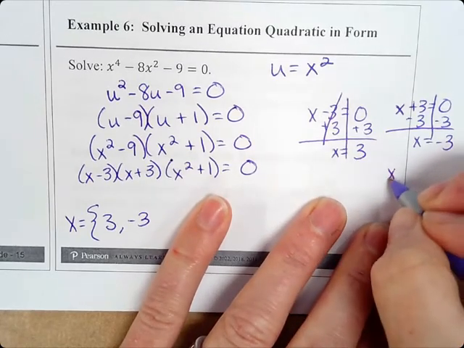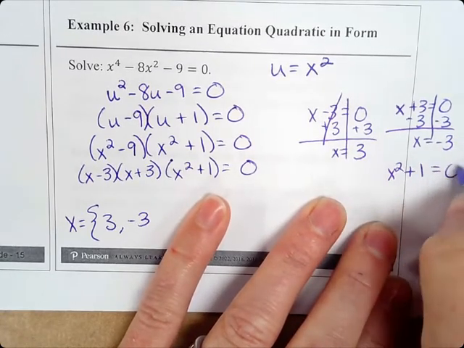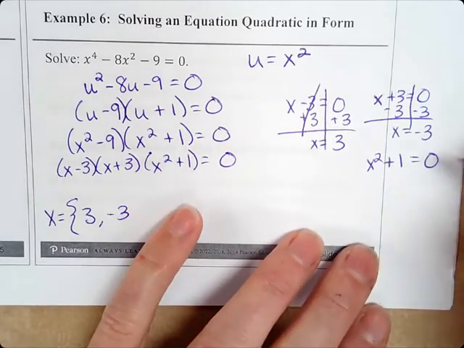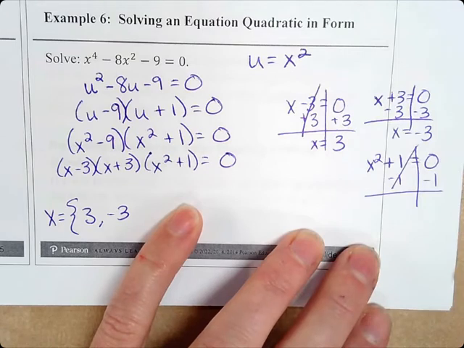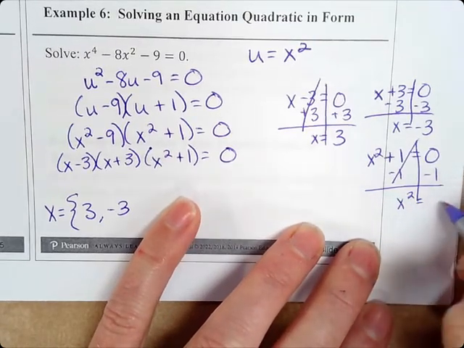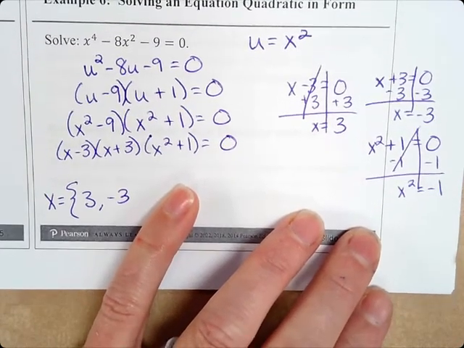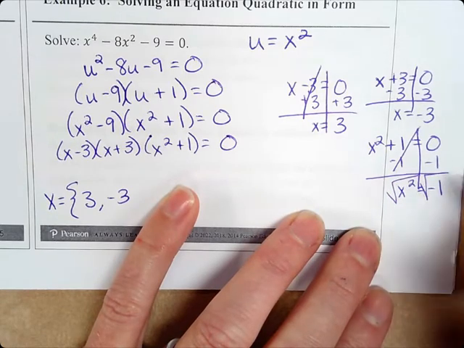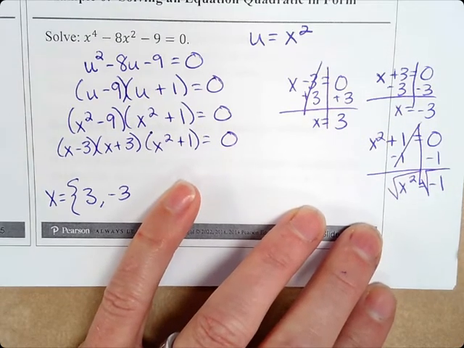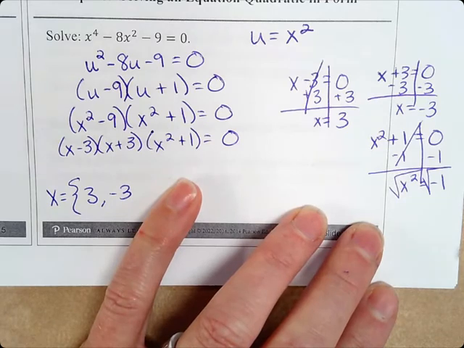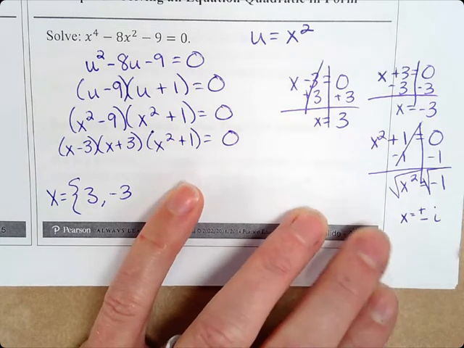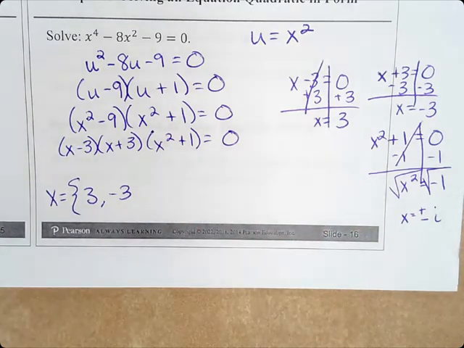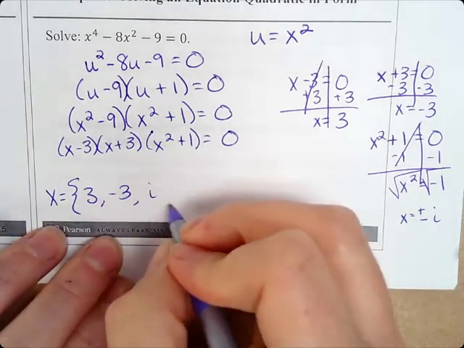Then the next one is x squared plus 1 equals 0. So we'd need to solve that. So we'd have to subtract 1 on both sides. And we get x squared equals negative 1. Then take the square root. Do you remember what the square root of negative 1 is? It's imaginary. We have to put plus minus i. So we have two solutions there. You have positive i and negative i.